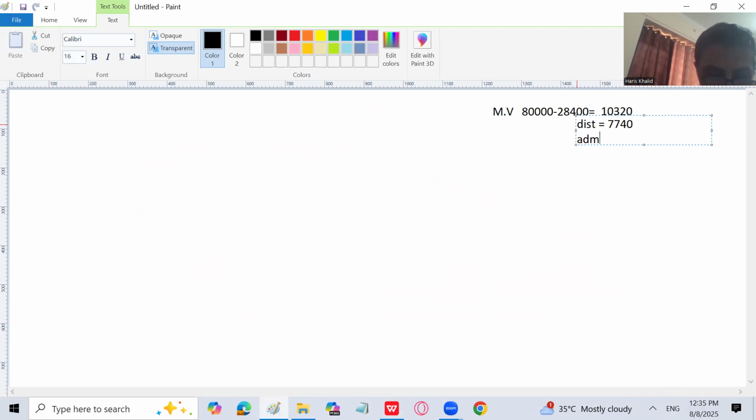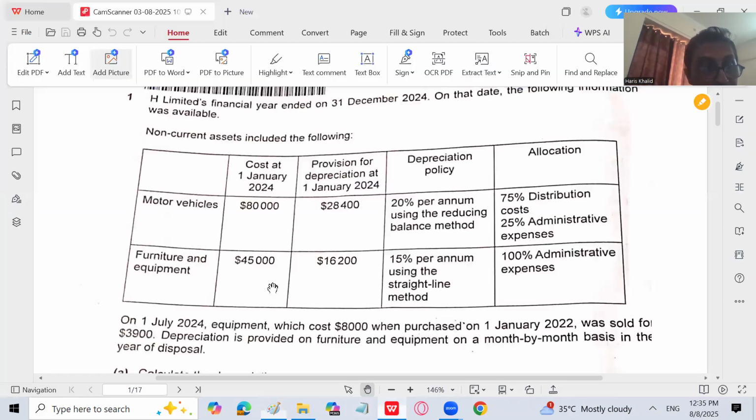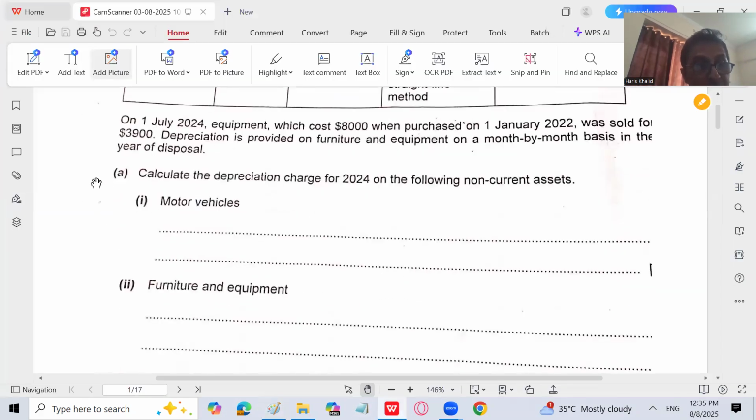7740. And for admin, that is going to be the remaining amount. Obviously, 10320 into 0.25, so 2580. Okay, we are done with that. Let's move forward. Now we have to charge depreciation on furniture and equipment.